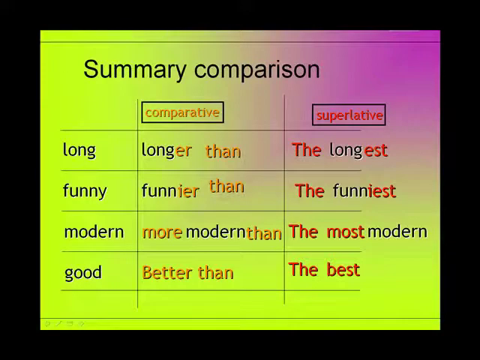Here you have the whole thing, the comparative and the superlative, but I have added here some new information, okay? For the comparative, you always need to use than after the comparative form, okay? At all times. Longer than, funnier than, more modern than, better than. So it doesn't matter if it's a short adjective, if it ends in y, if it's a two or three syllable adjective, or if it's an irregular adjective. Always, if you're doing the comparative, you need than after it, okay?